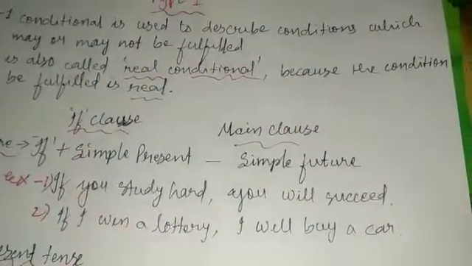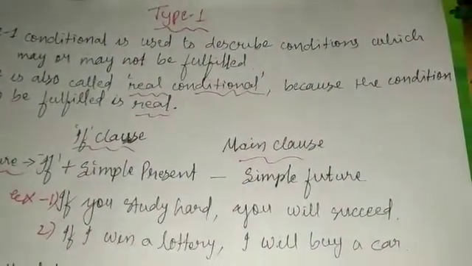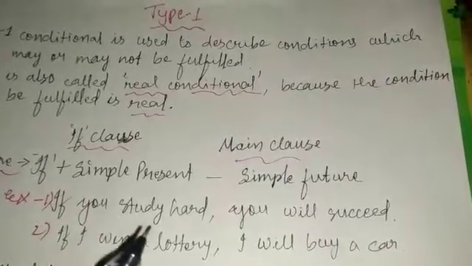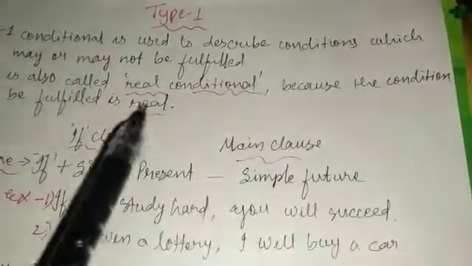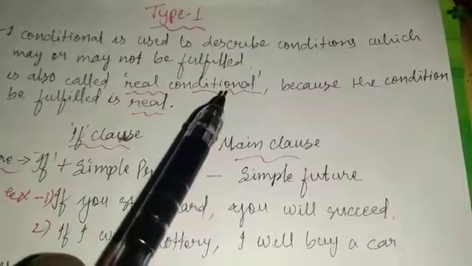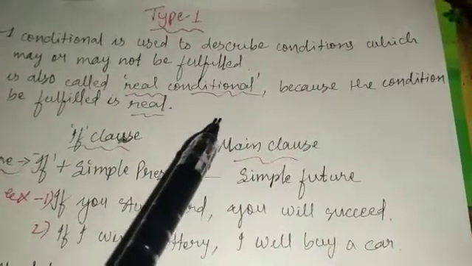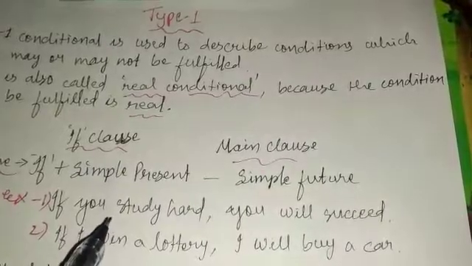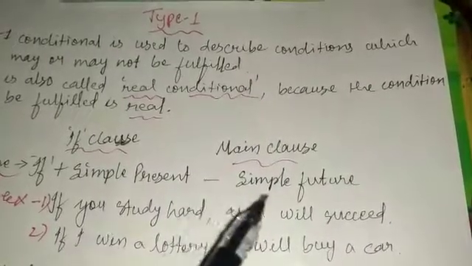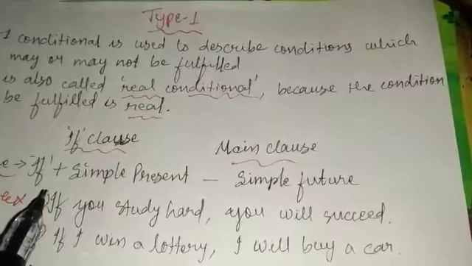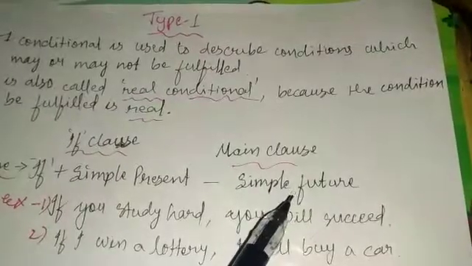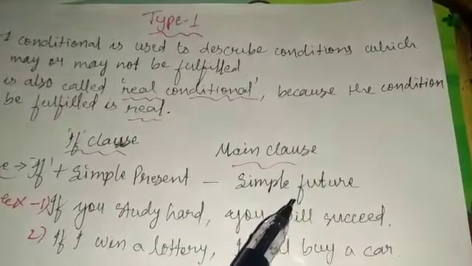First one is type 1. Type 1 conditional is used to describe conditions which may or may not be fulfilled. It is also called the real conditional because the condition to be fulfilled is real. If the condition is fulfilled, then there will be a likely result.